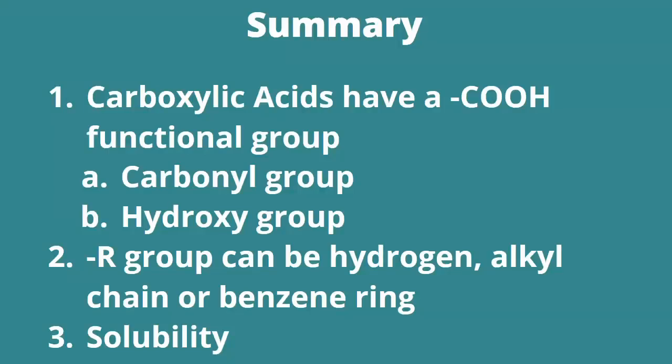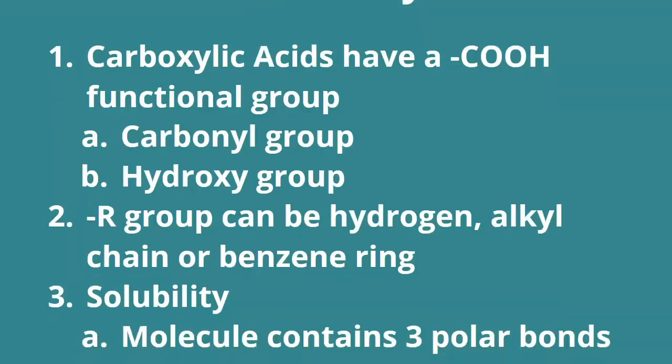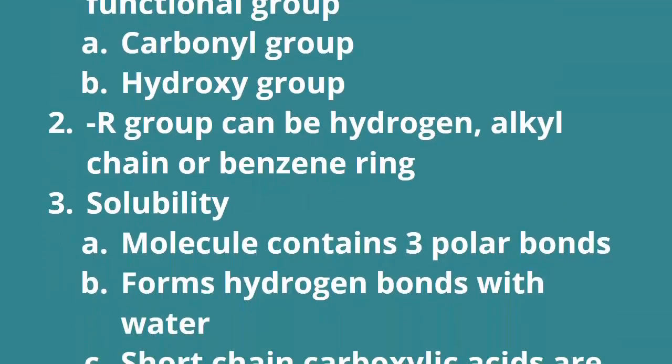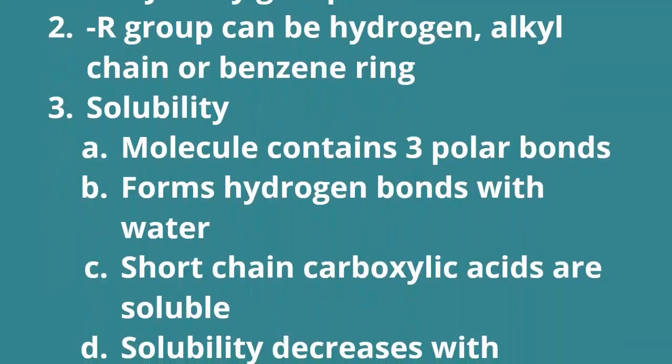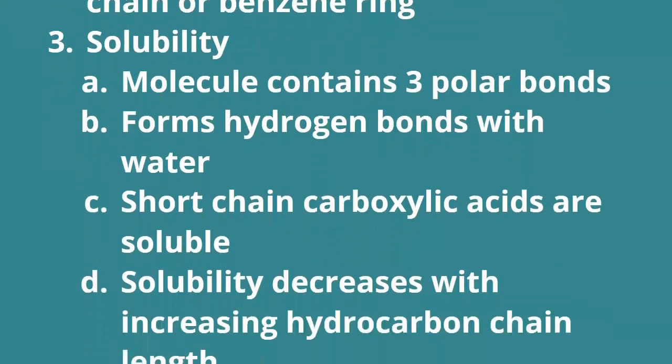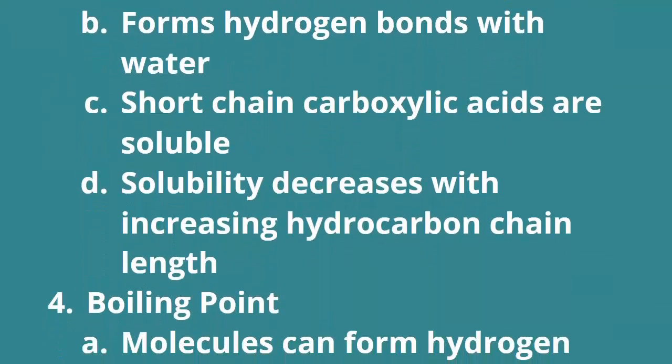Carboxylic acids have a COOH functional group. You can break that down into a carbonyl group and a hydroxy group. The R group can be a hydrogen, an alkyl chain, or a benzene ring. The solubility of our carboxylic acids: the molecule contains 3 polar bonds and it's actually able to form hydrogen bonds with water. This makes these short chain carboxylic acids soluble. The solubility decreases with increasing hydrocarbon chain length.